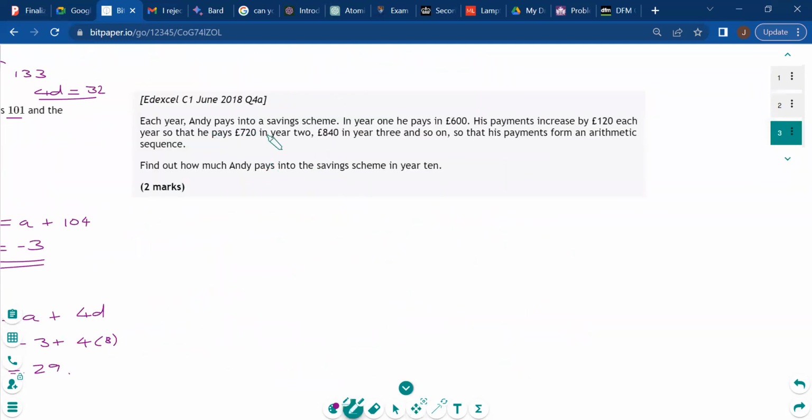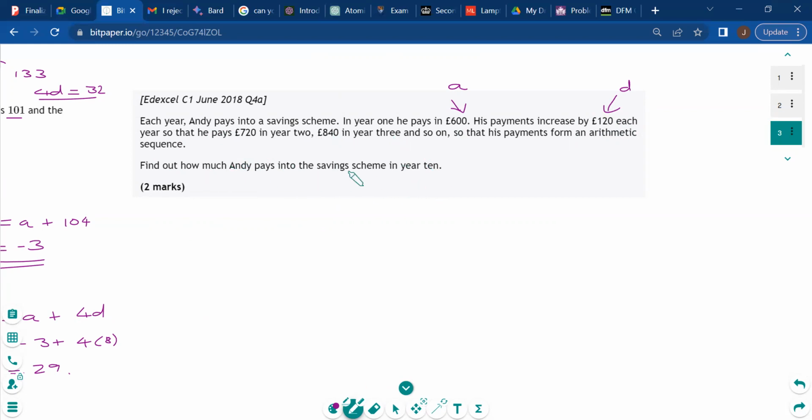Right, we're going to do one more, a wordy one. So each year Andy saves. In year 1, that's important because that means that's your A value, he pays £600. They increase by £120 each year, so that's the value for D. So he pays 720, 840. We know that. That's just making it clear what's going on.